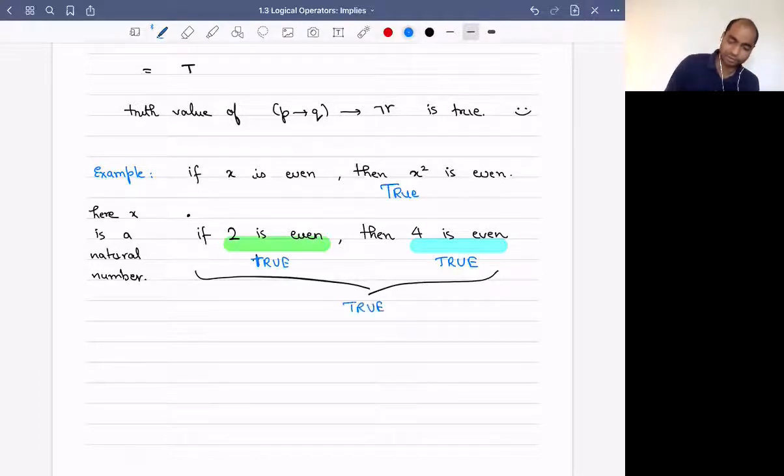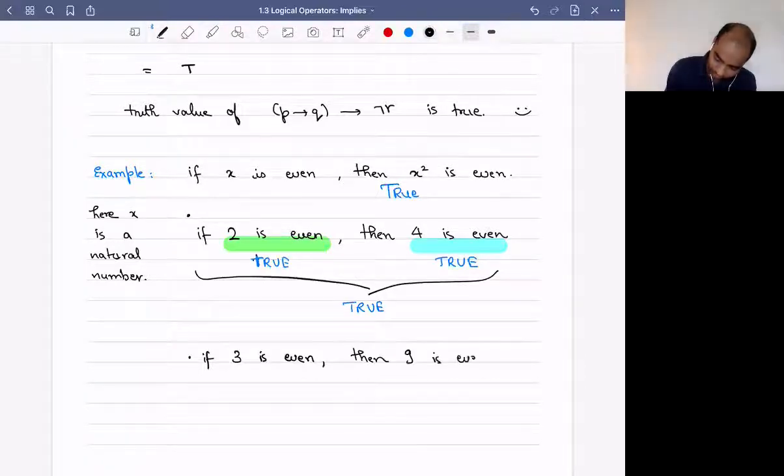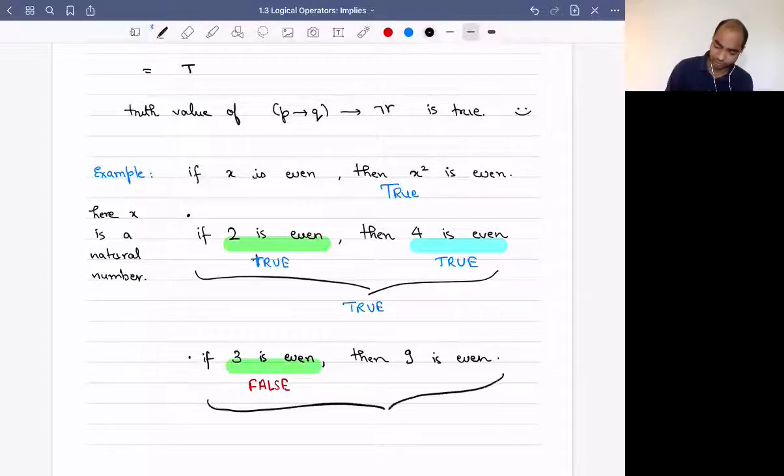Now let's see what happens when x is odd. We get: if 3 is even, then 9 is even. Now this might sound weird, but here's what's happening. In this case, the hypothesis itself is false. And so because the hypothesis is false, it doesn't matter what the conclusion is saying, the whole thing becomes true.